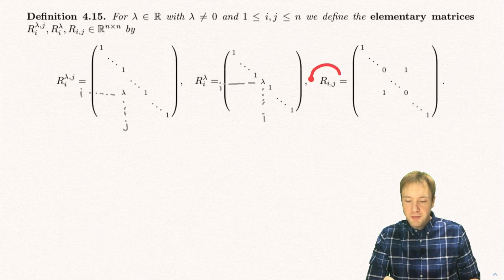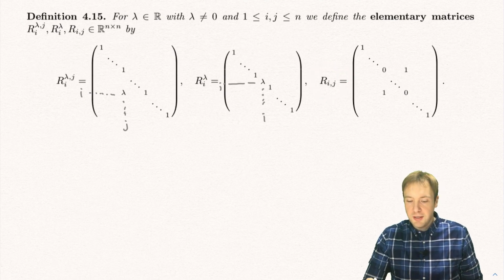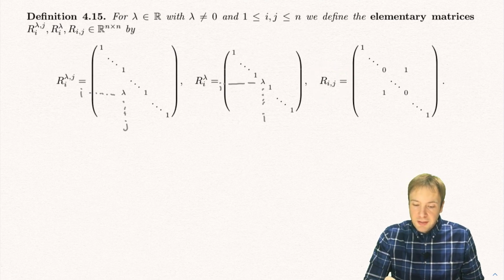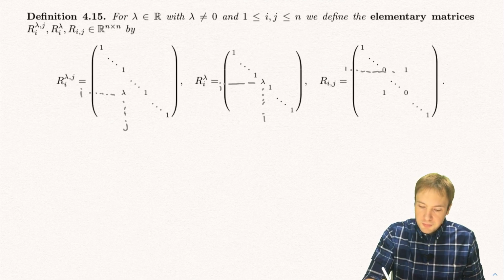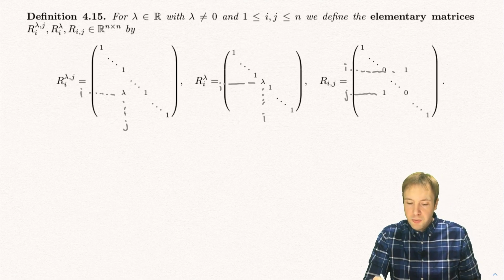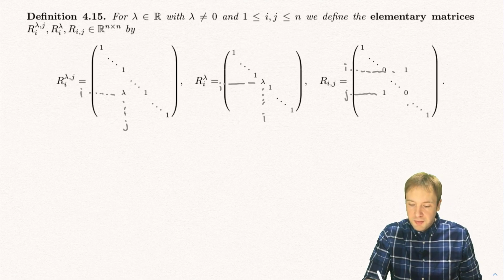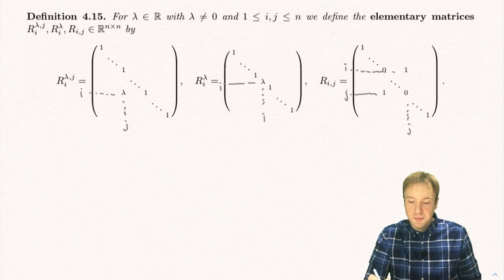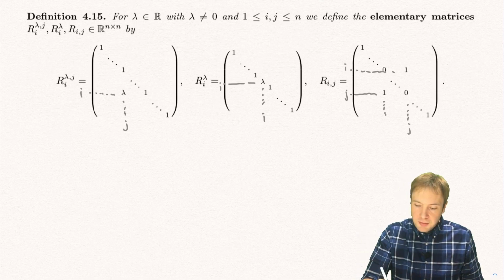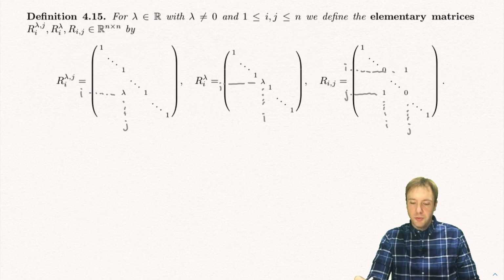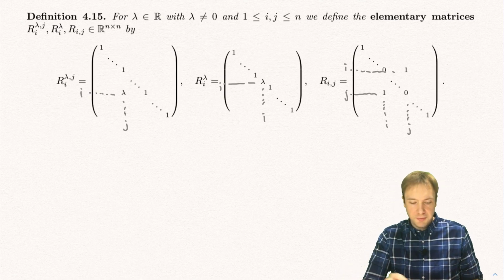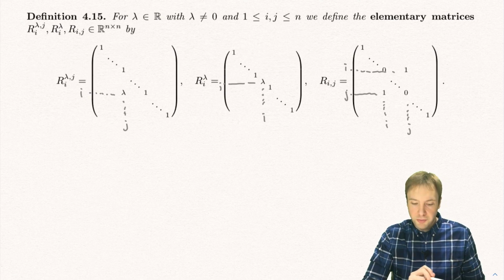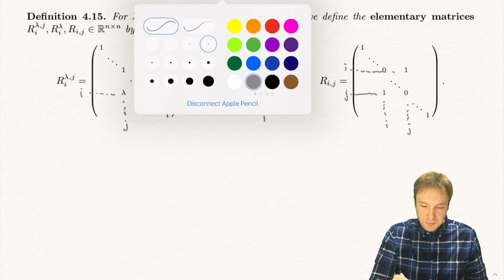And the last matrix is R i j, which is again basically the identity matrix, except that in the ith row I have a 0 on the diagonal, but then I have a 1 in the jth column, and in the jth row I have a 1 in the ith column. And the rest, everything I didn't write down here, is 0. Okay, so let's do one example.